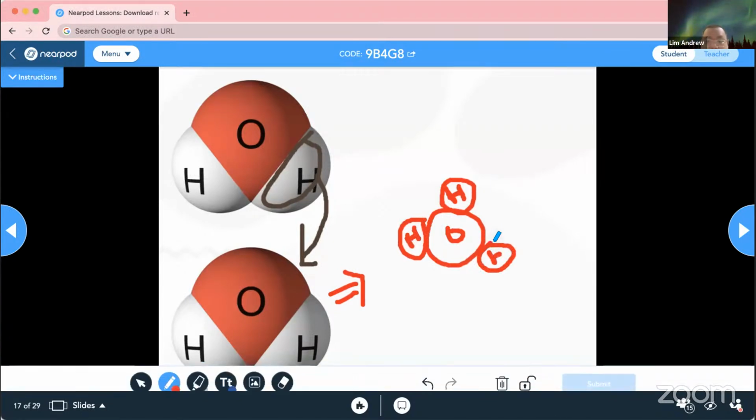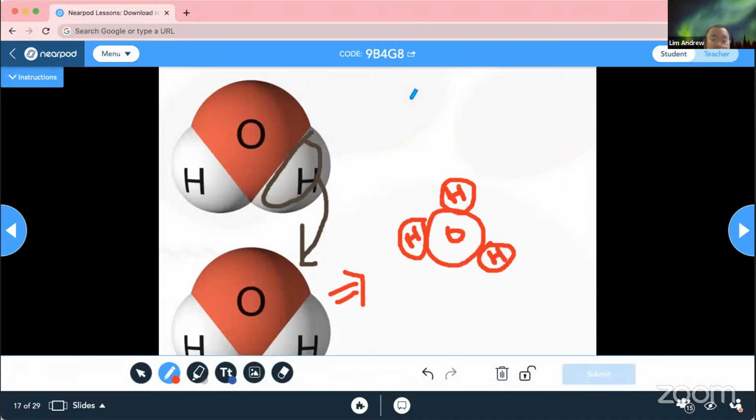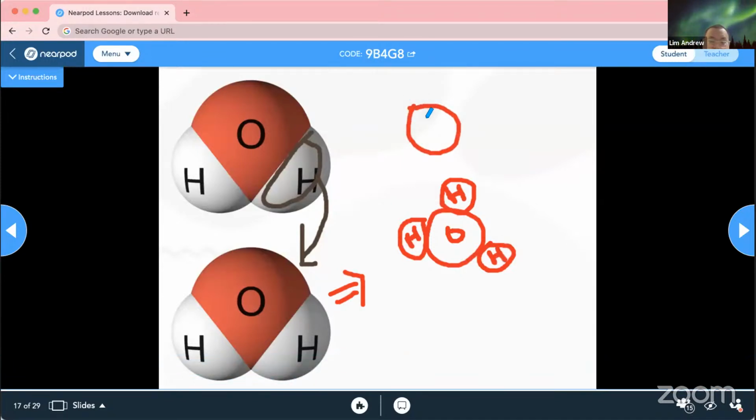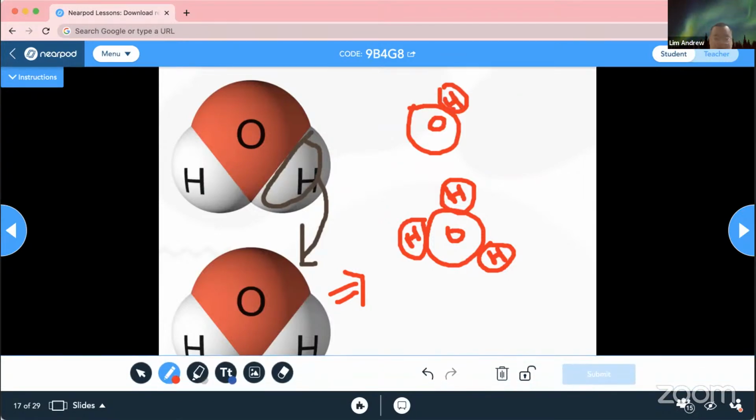What happened to the other oxygen here? It basically leaves with only one left. All right. So this is the end product. All right. I hope you get your answer correct.